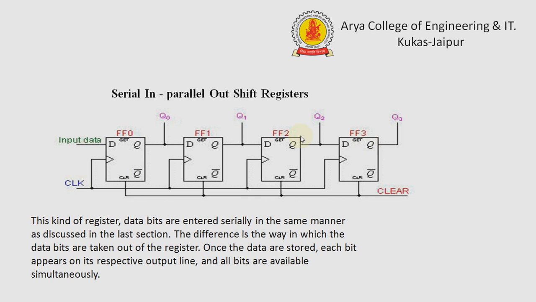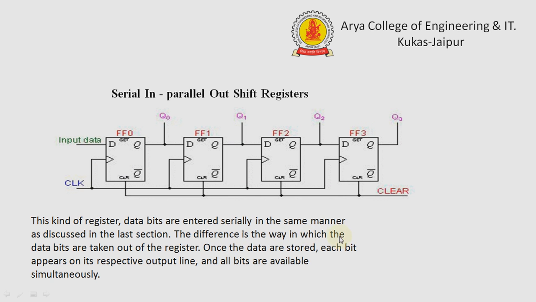Now we come to the second type of shift register: serial input, parallel output shift register. In serial input, parallel output shift register, the input data is given in serial form as in the previous type, but here the output is given after each flip-flop. That means the output is taken in parallel form.